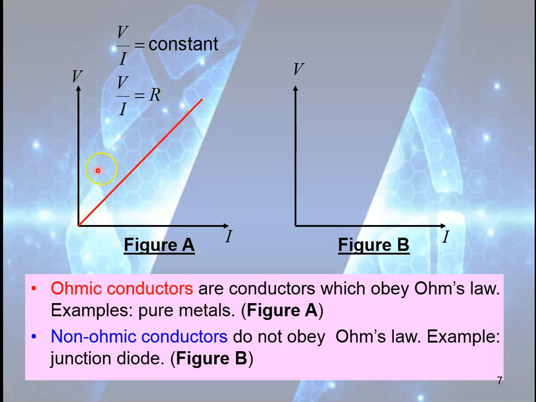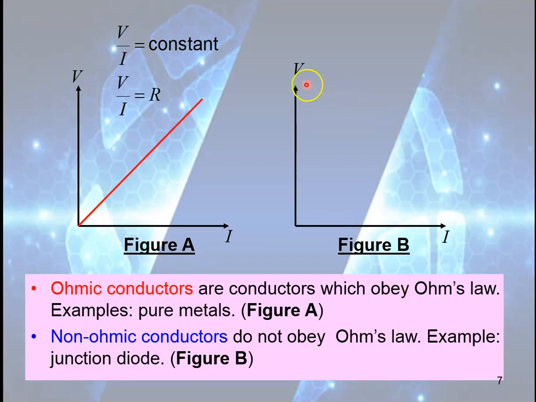Now, what is a non-ohmic conductor? A non-ohmic conductor is any conductor that does not obey Ohm's law. For example, a junction diode. A junction diode can pass through current, but it does not obey Ohm's law. So what is the meaning of not obeying Ohm's law?